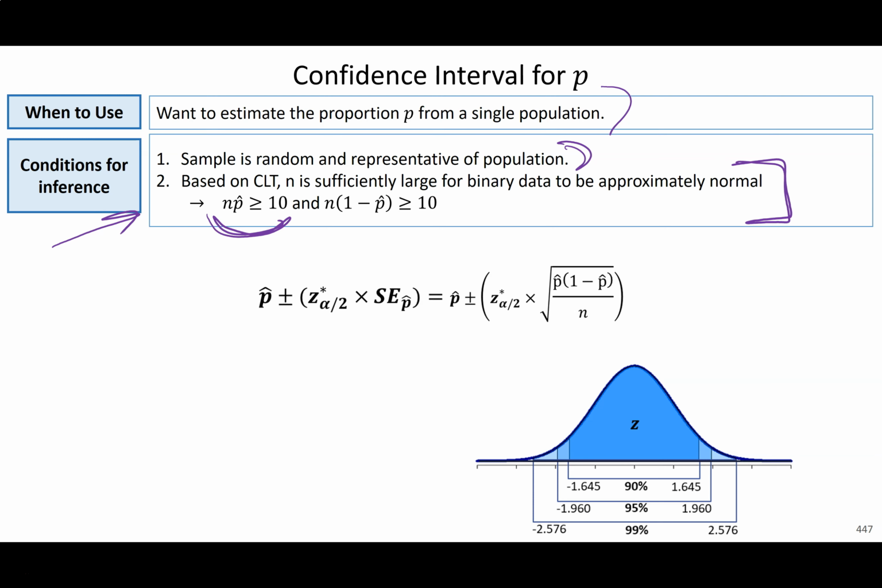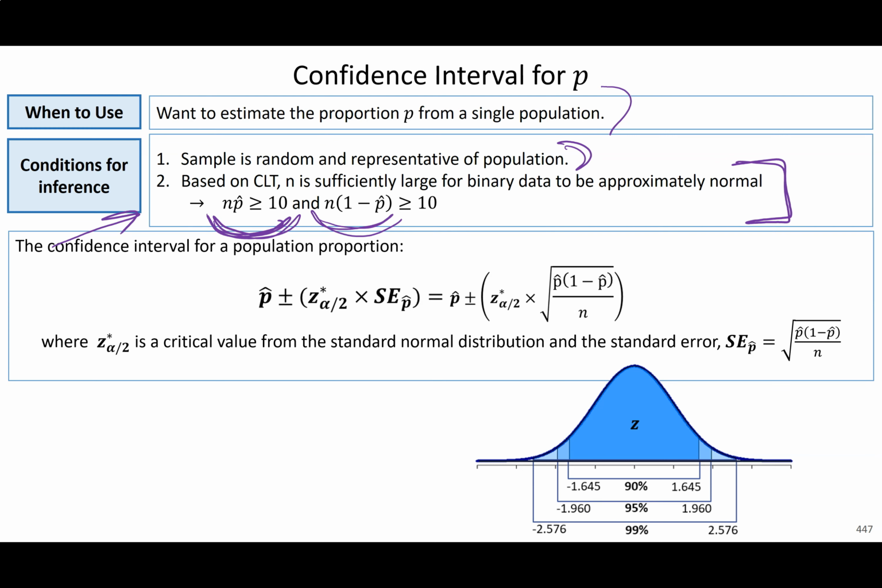So you want to make sure n times P hat is at least 10. What this means is you had at least 10 successes that you observed in your sample, and n times 1 minus P hat is at least 10. So this means you observed at least 10 failures in your sample.